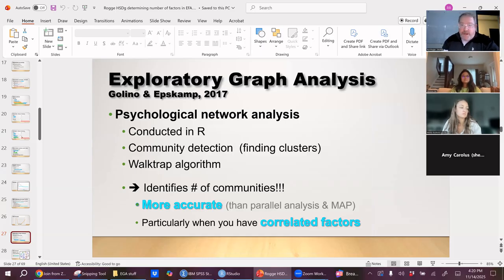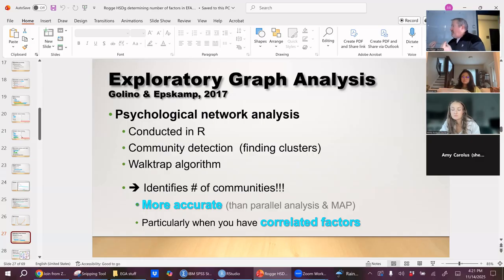The new technique that I'm going to introduce to you is exploratory graph analysis. This uses network analysis. So you have to use R to do it. You can't do it in SPSS. If you have read network analysis papers, it's just like regular network analysis, except you're using a community walktrap algorithm. It's like bringing cluster analysis into network analysis.